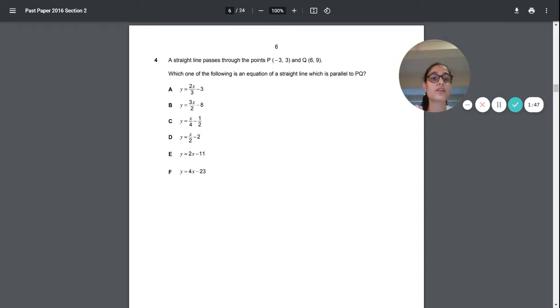So we need to look for an equation that is in the form of y is equal to 2 by 3x plus or minus any other number. Okay, and the only option out of all of these options that is like that is option A. So the correct option is option A. Here it is written in the form y is equal to mx plus c, where m is the gradient, that is 2 by 3.